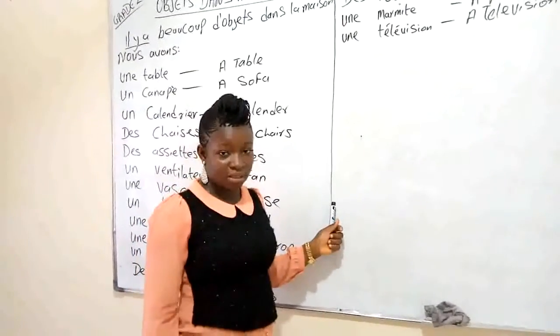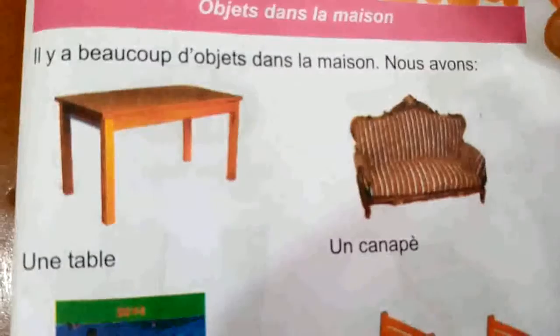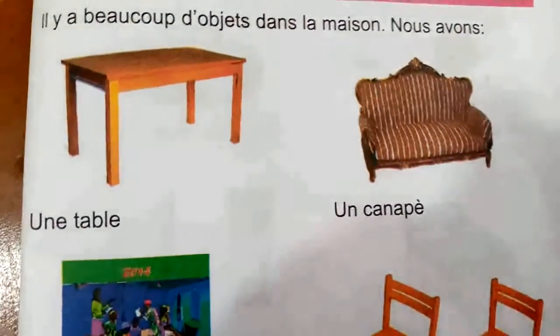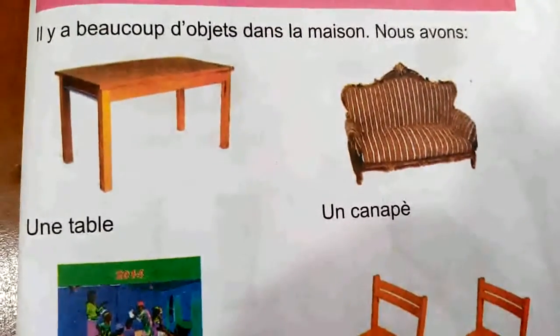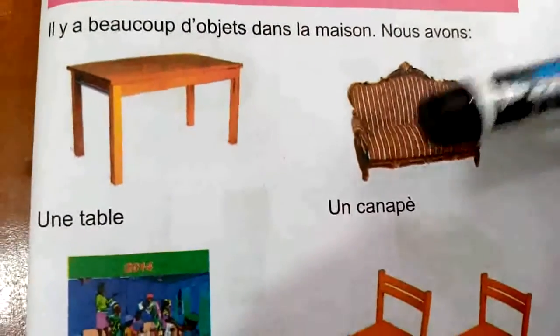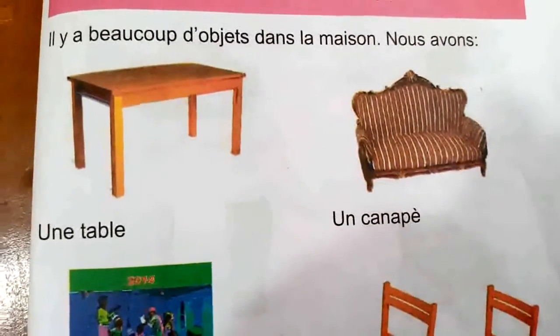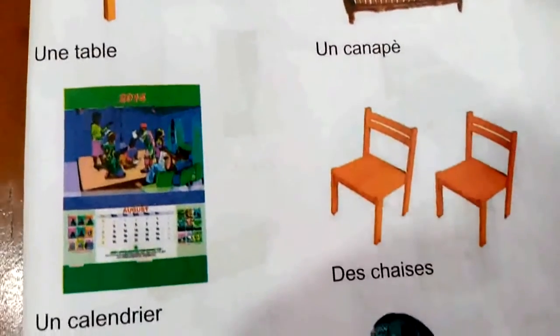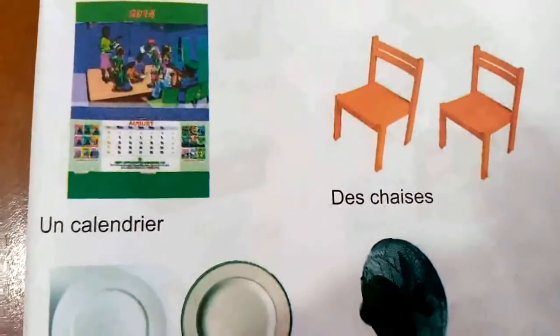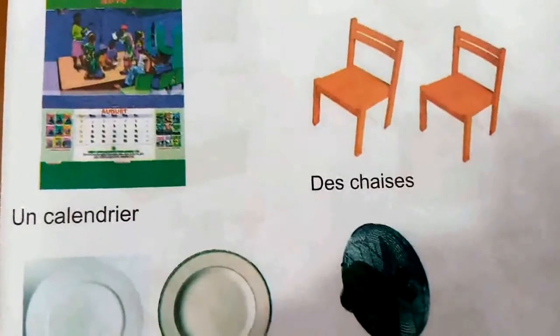Okay, so these are objects that can be found in the house. Objets dans la maison. The first one there you see une table. Une table, you can see the picture, it's a table. Here you can see un canapé that we mentioned on the board, like I said, is sofa. Alright, down here you see un calendrier, and you can see there is a calendar.